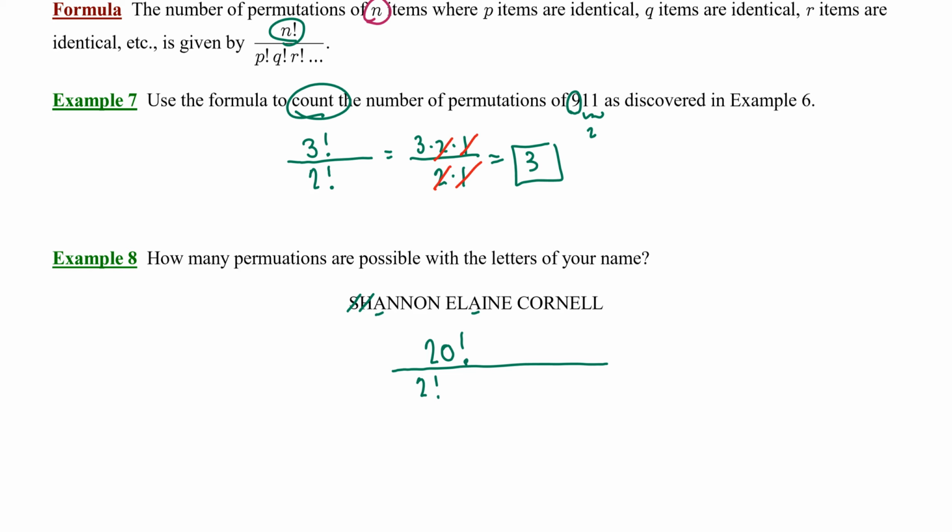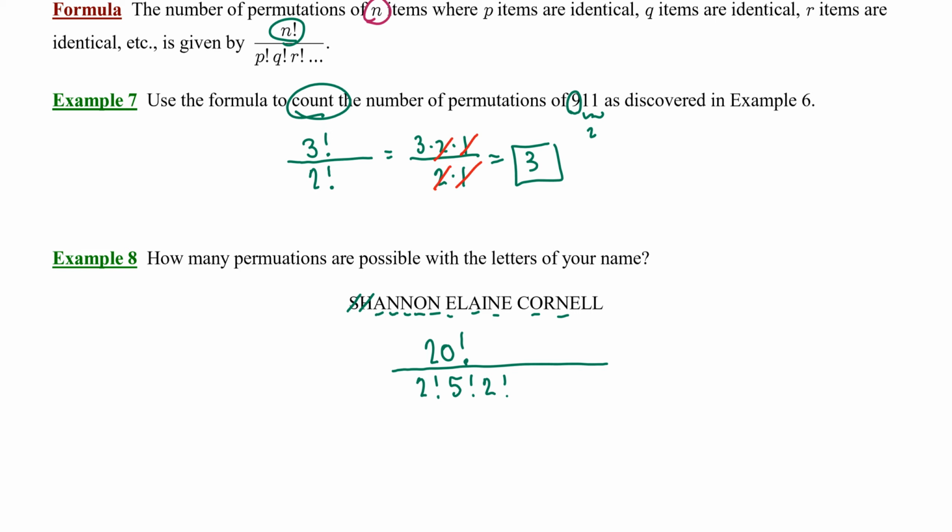Now I've got quite a few N's. I've got 1, 2, 3, 4, 5 N's. Since N repeats 5 times, I'm going to divide by 5 factorial. As far as O's go, there's an O that repeats twice, so I need another 2 factorial.